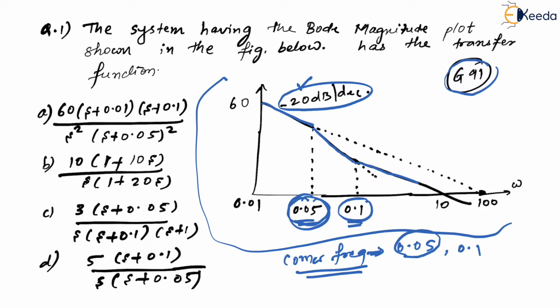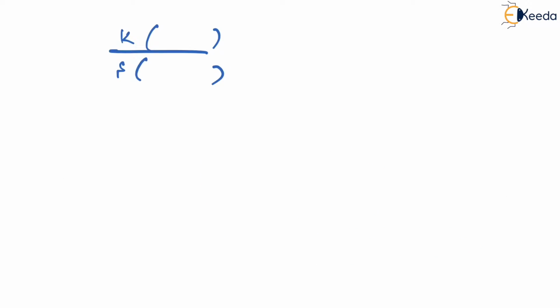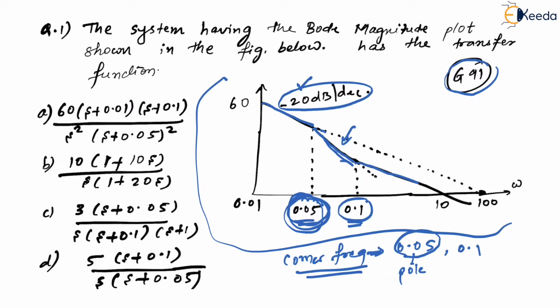What has happened at 0.05? At 0.05 the slope decreased even more. This slope would have been minus 20 only, but at 0.05 something happened so that the slope became even steeper, which means definitely at 0.05 we have got a pole, correct? Which means I should write that as s plus 0.05, correct? Yes.